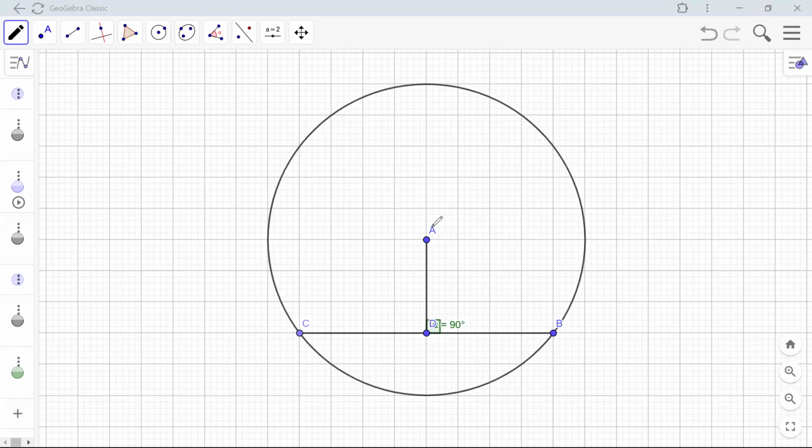The theorem says if a line is drawn from a center and it is perpendicular to a chord, as you can see, there's a 90-degree angle, then that line bisects the chord.